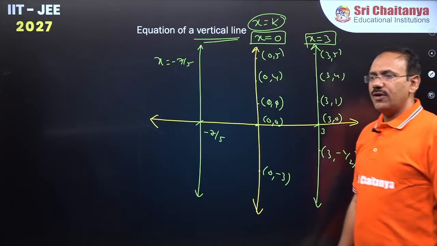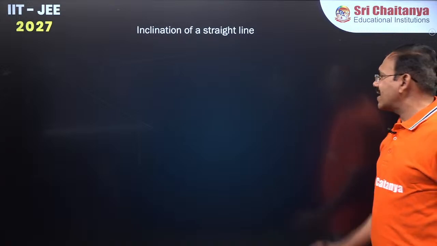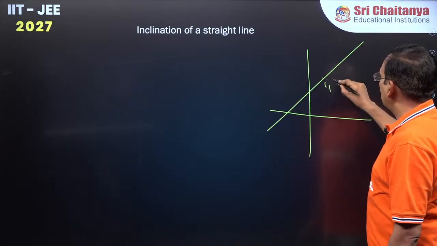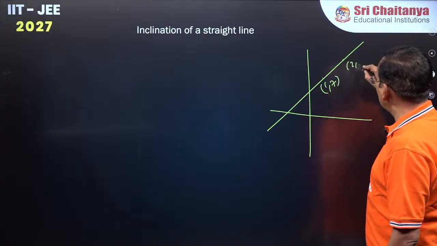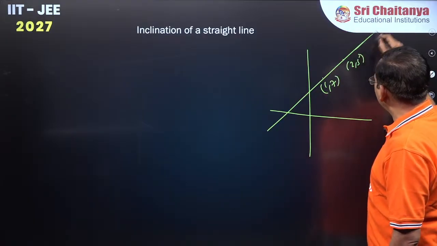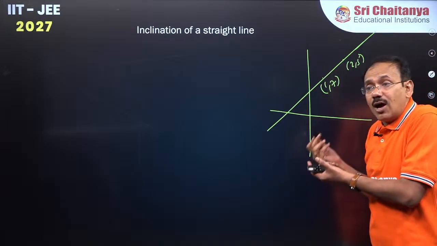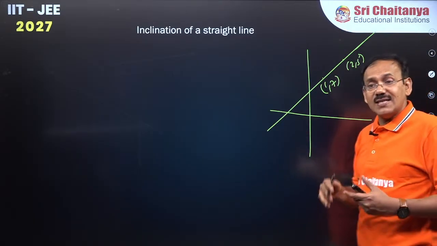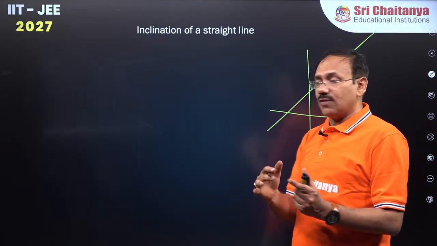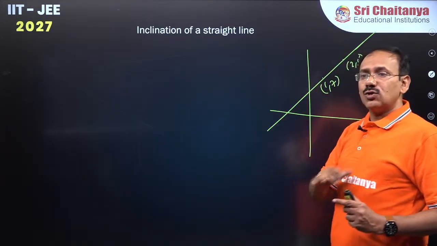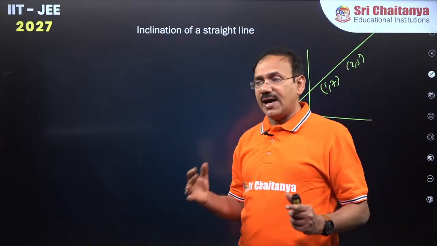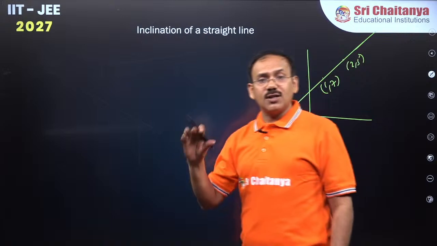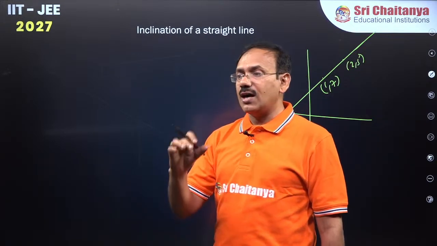Now dear students, if I take some random line like this, you see the points will be (1, 7), maybe (2, 5), something randomly given. We may not be able to observe a pattern among the coordinates. Now it is not that easy to give the equation of the line. So to give a name to each and every line, even non-horizontal, non-vertical lines, we introduce a concept called inclination and slope.